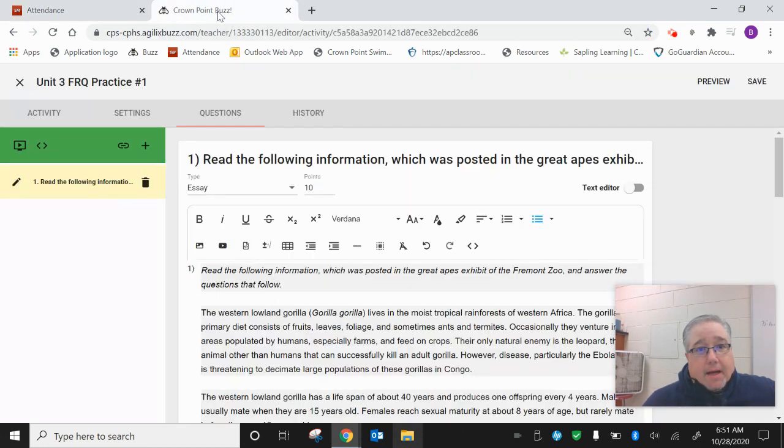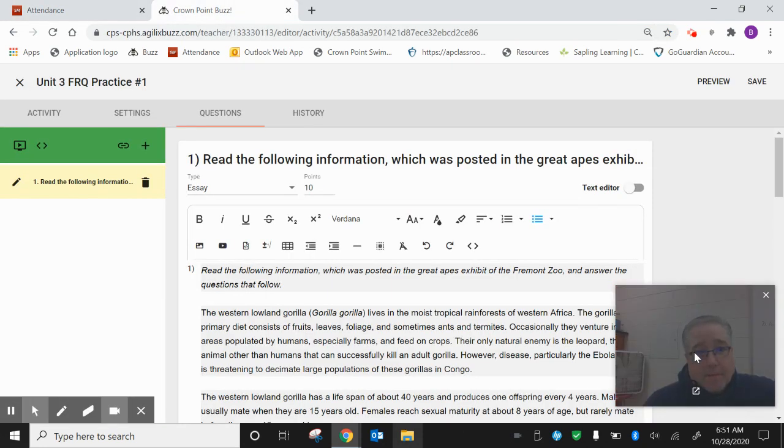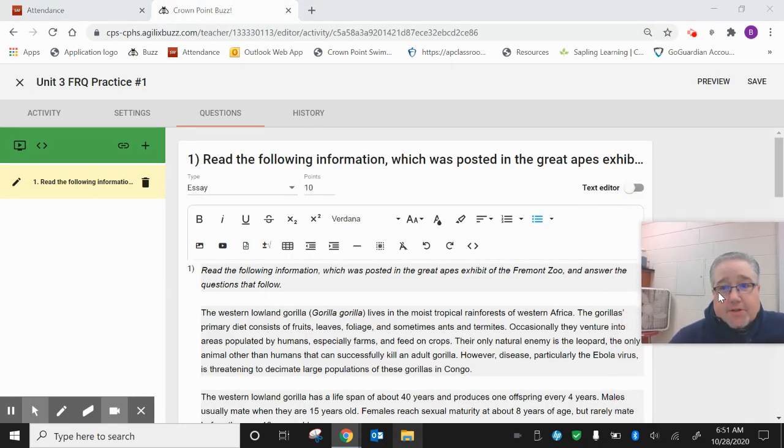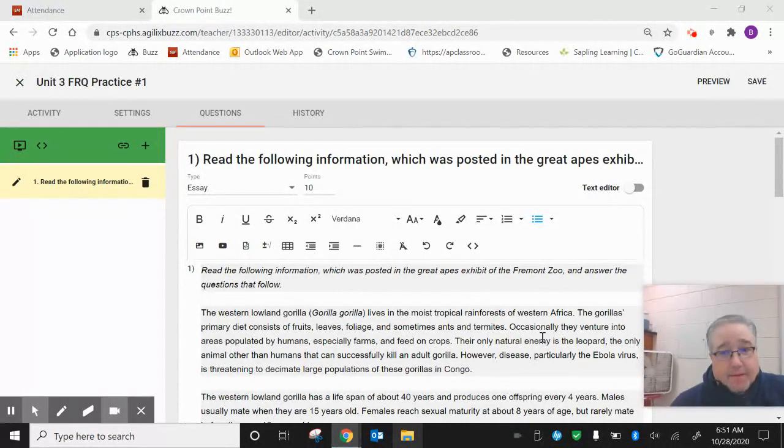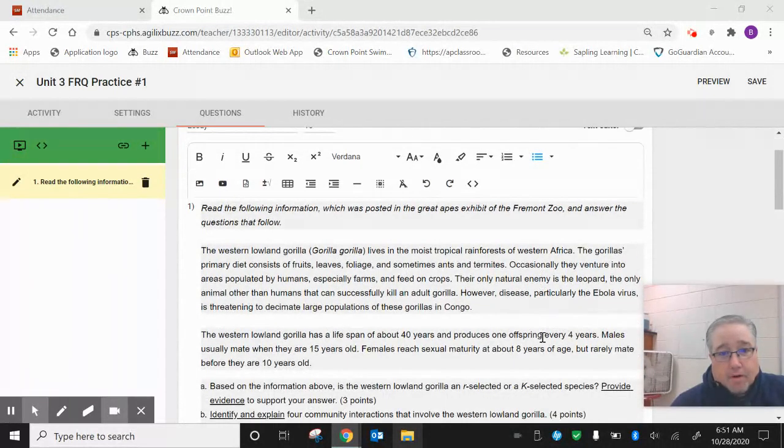All right, guys. AP Environmental. I just want to go over this first FRQ question with you for unit number 3. If you've completed this already, wonderful. Maybe you want to pull it up, and you should be able to see your answers and also see the feedback in the buzz assignment. I just want to quickly go over this with you.